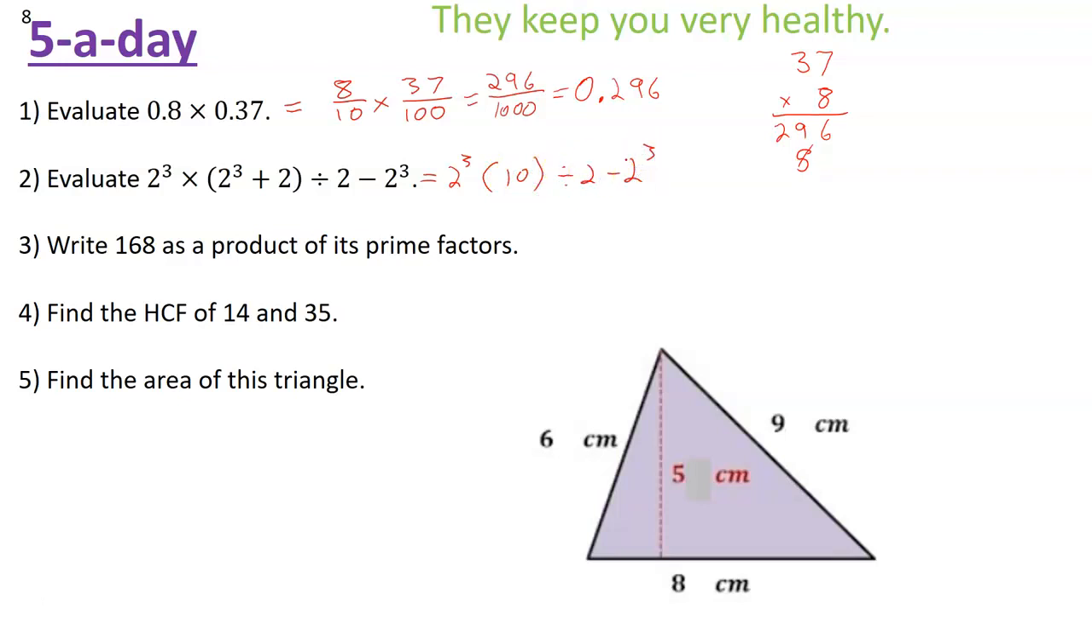Then I'm going to deal with the indices. So I've got 2 to the power of 3 and 2 to the power of 3 here. Remember, there's an invisible multiplication sign in between the 2 cubed and the 10. 2 cubed is 8 times 10 divided by 2 minus 8. And then multiplication and division are equivalent, they're on the same level, so I just read from left to right.